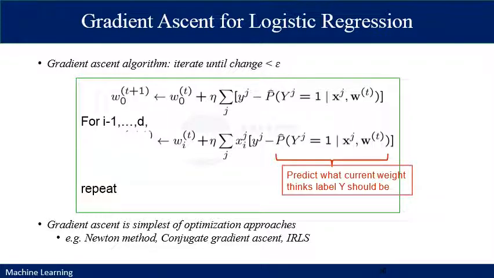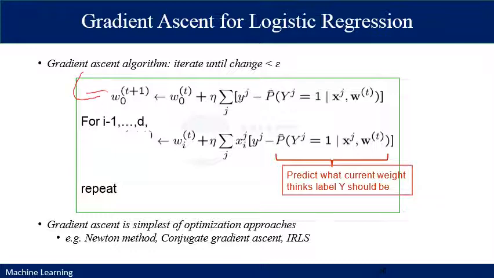So at each step you update the weights for the next examples based on the prediction on the current example, or the weights that the label y should be.